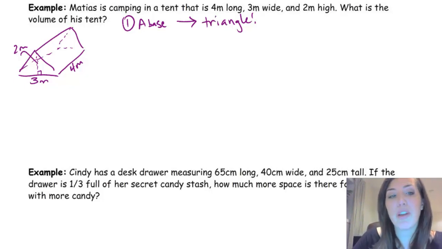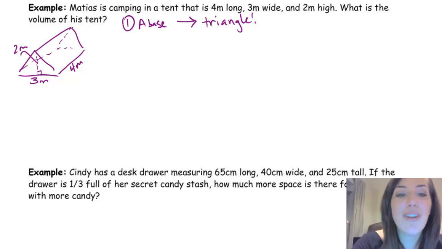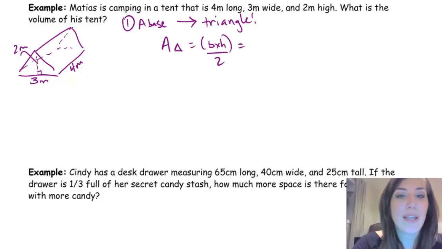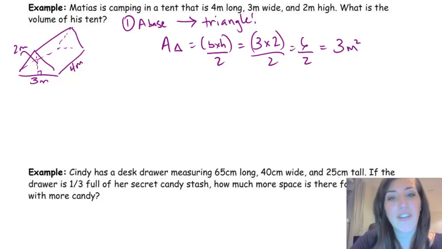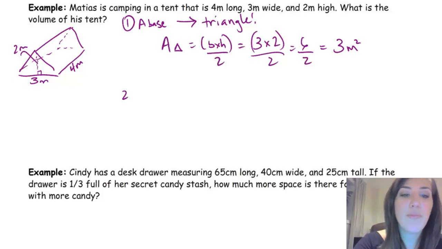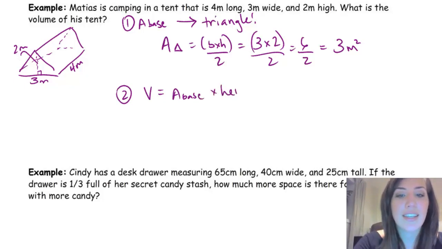So the area of the base, we want to figure out the area of the triangle, and we already know this. The area of a triangle equals base times height divided by 2. So our base is 3 and our height is 2, divided by 2. This is 6 over 2, and 2 goes into 6 3 times. So 3 meters squared is the area of our base. And now step 2, the volume is the area of the base times height.